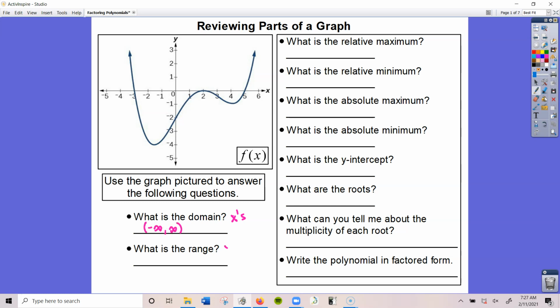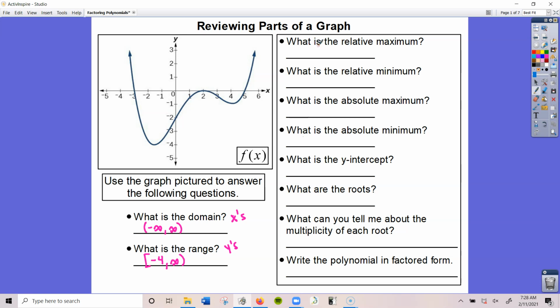The range is the set of all of your y's. So we look at the smallest y value to the largest y value. You can see that the smallest y value is here at -4. Because this is a solid curve, that means that the -4 would be included, so we would use a bracket. Then the rest of the graph goes up towards infinity, so we would write infinity.